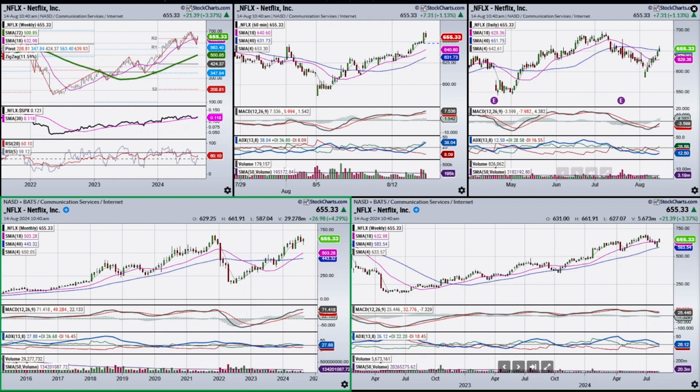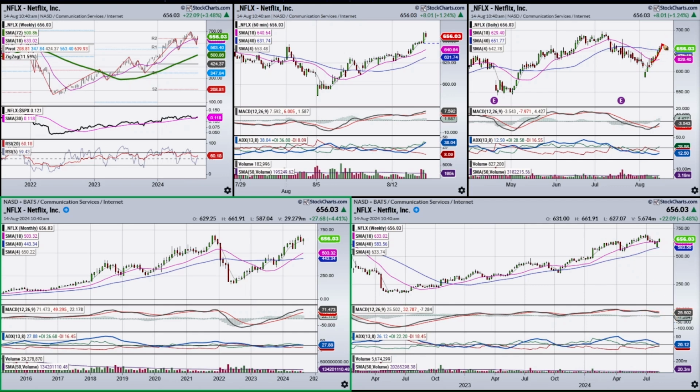So Netflix, I think, has made a big move. Nothing's really changed here. The momentum is strong on the weekly. I'd like to see it sort of work its way sideways a little bit. It looks to me like it got a little tired and the 18 is starting to flatten. We do have the same pattern though. We have a reverse divergence.